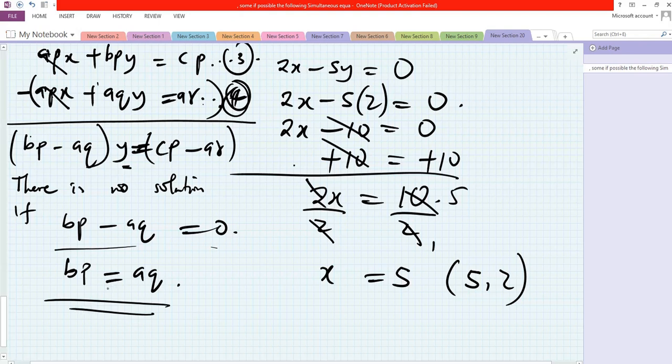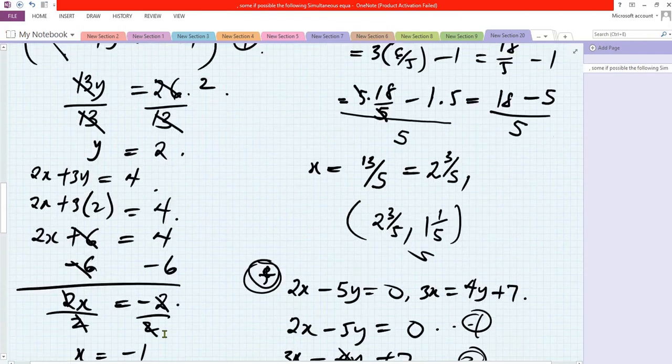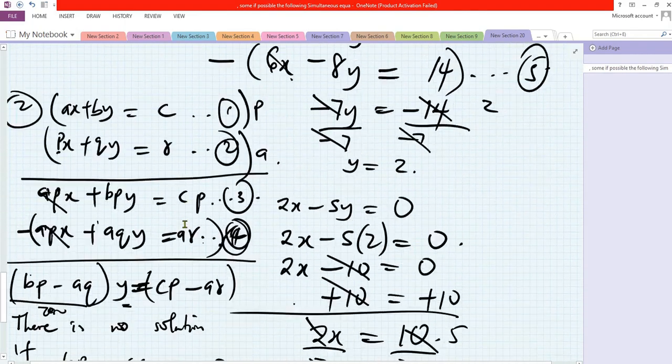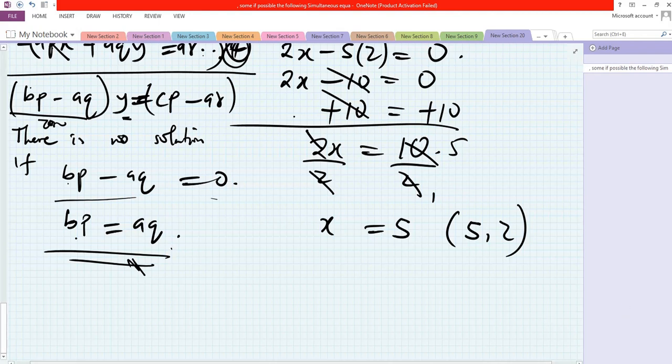There will be no solution if this is equal to this. So if this value is equal to 0, then there is no solution for y, and if there is no solution for y, there is no solution for x. So if this is equal to 0, then this is equal to this. So it shows that there is no solution for that particular equation, which is aq equal to bp. So that is proved. So we'll end this here.